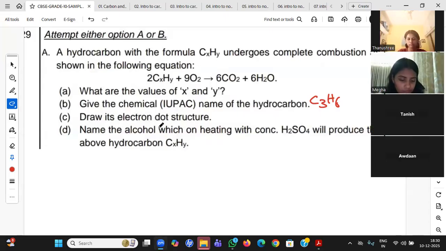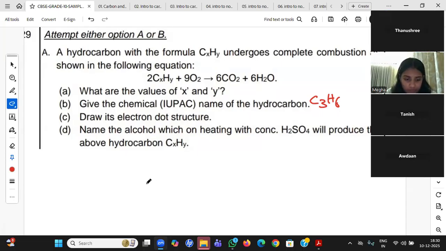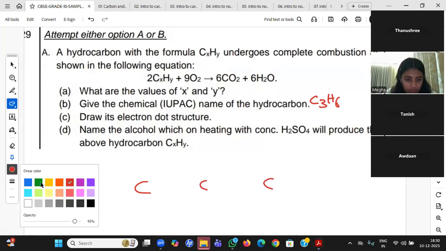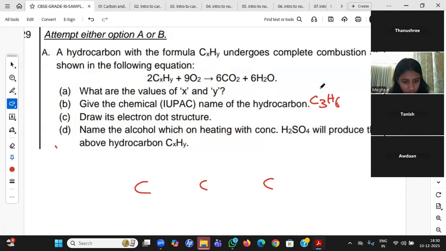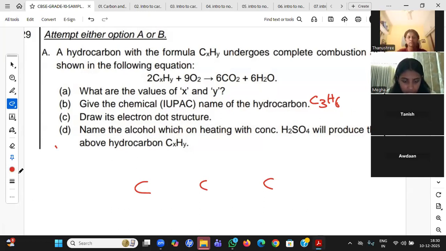Okay, electron dot structure. Students, for electron dot structure, I'll give you a trick, so don't try to remember the things. You see, carbon and hydrogen, C3H6. How will you draw the structure? Three carbons and hydrogens. By the general formula we are able to see it is an alkene. What does that mean? One double bond should be there. Keep a double bond and a single bond.